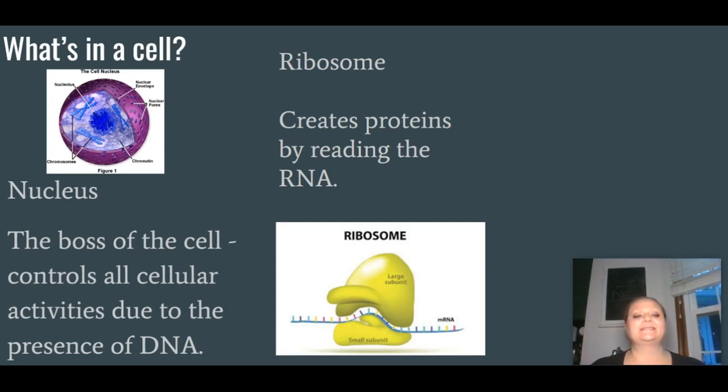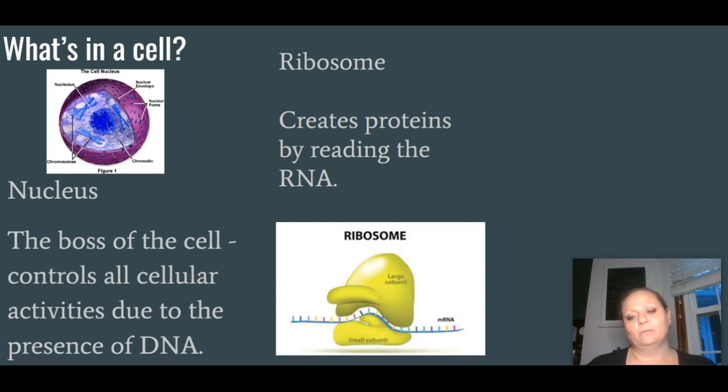Okay, so let's talk organelles. First thing we need to talk about is the boss, the nucleus, and everything except for prokaryotes. So these are going to be items that we're going to find, or organelles we're going to find in a eukaryotic cell. Nucleus is going to control all the cellular activities. And this is just because that's where the DNA is. DNA is really what's in charge. It's really what's in control.